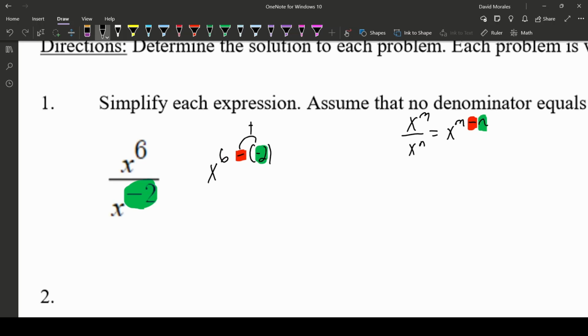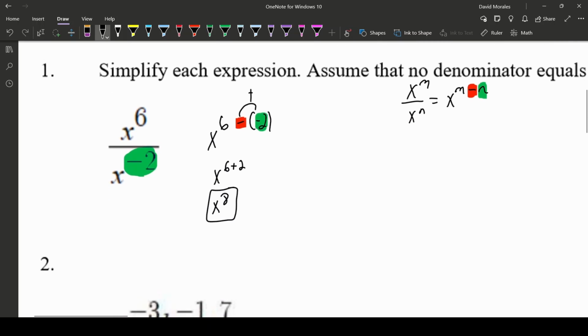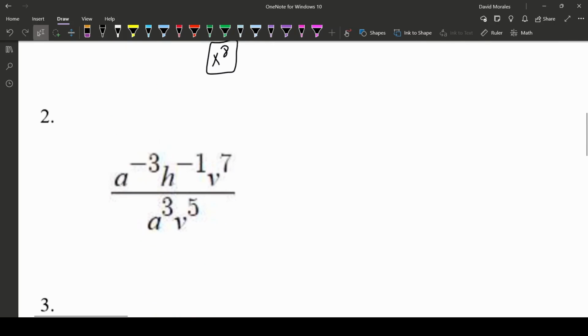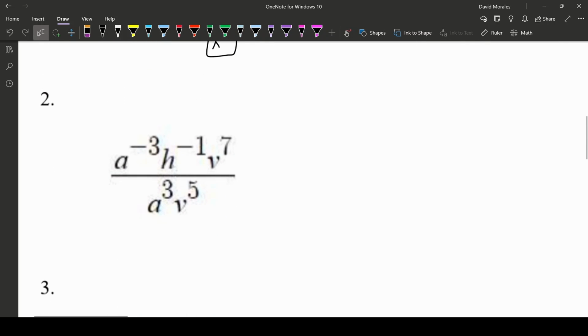So this is going to be a positive. This is going to be x to the 6 plus 2, x to the 8. All right? So that's how you handle that. Now let's go to our second problem.